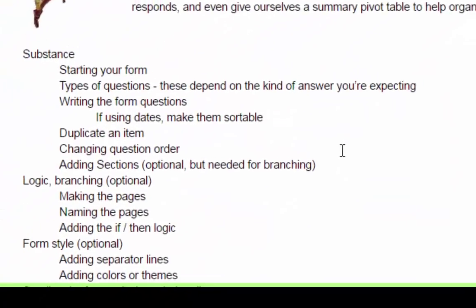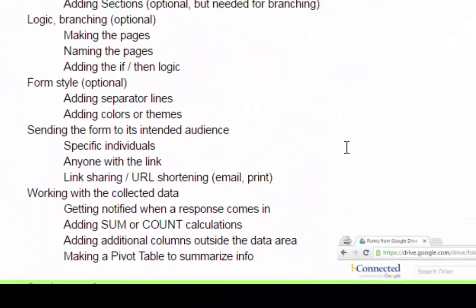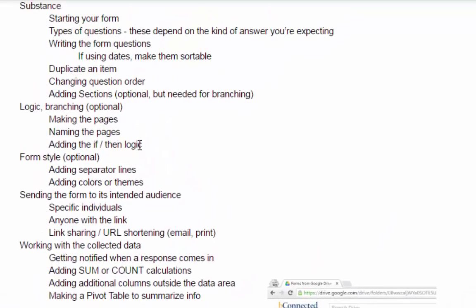Okay, so the outline of what we're going to work on when we make a form. First, of course, you should think about a form as being a survey that collects information from people via the internet. The kinds of questions that you're going to ask, and the kinds of answers that you expect people to give, will determine the kinds of question types that you pick when you're laying out a form.